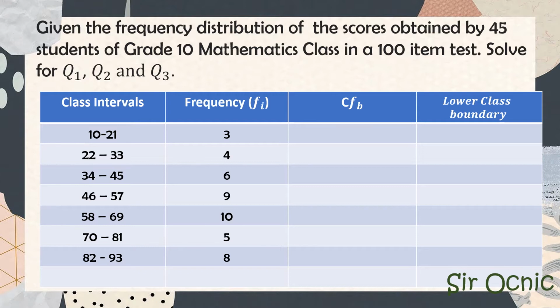Let us now accomplish the cumulative frequency row. We will have 3 plus 4, which is 7, plus 6, which is 13. Following the same process, we will then have 22, 32, 37, and 45. For the lower class boundary for each interval, we will have 9.5, 21.5, 33.5, 45.5, 57.5, 69.5, and 81.5.